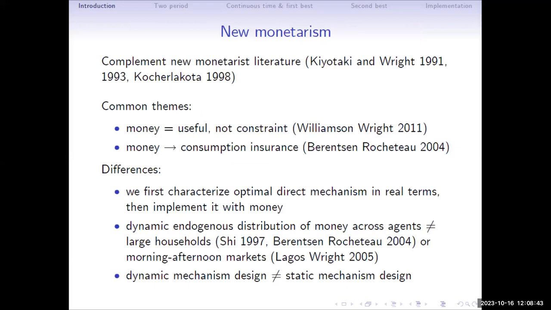And to the extent that we're trying to do something on money, our work is related to the very interesting literature, maybe initiated by Kiyotaki and Wright, that tried to provide micro foundations for the existence of money, which I find very interesting. In this paper, we try to do that a bit, and you will see we will have a slightly different approach from them.